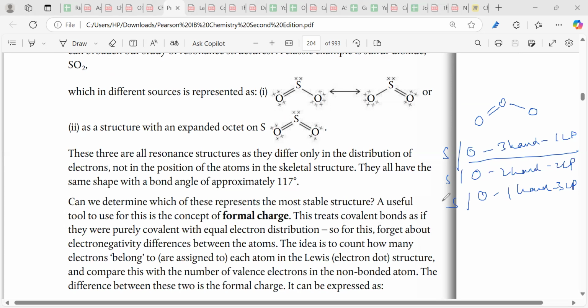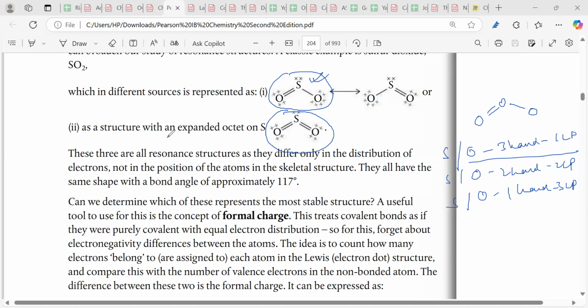Whenever we see this, we can tell that sulfur dioxide has two structures: one expanded octet structure and one normal structure. Which one to choose? Which structure will be the best to represent it? We can find the more favorable structure by calculating the formal charges.